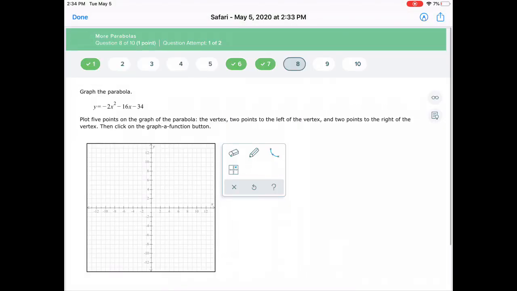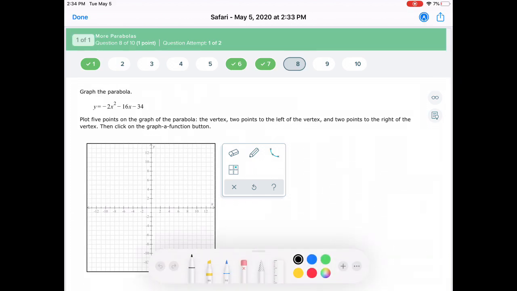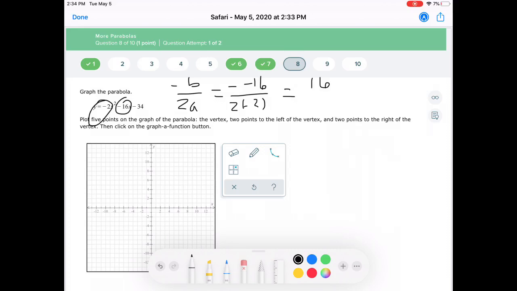It is that important. So with the vertex here, once again, we're looking at negative b over 2a. We have a coefficient of the x squared this time, which is negative 2. And b is also a negative coefficient. So when we look at negative b, we're looking at negative 16, which is going to obviously turn into positive 16. And then 2 times negative 2 is negative 4. So our x-coordinate for our vertex is negative 4, just like the last problem.